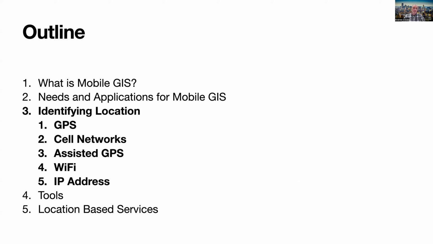So there are pros and cons about mobile GIS, but it's widely used for data collection. But one of the key things is how do we identify our location, right? And that's what I talk about now, is how we can identify a location in different ways. So I just want to briefly cover GPS, cell phone networks, assisted GPS, Wi-Fi, and IP addresses, because each one gives us the ability to geolocate, right?